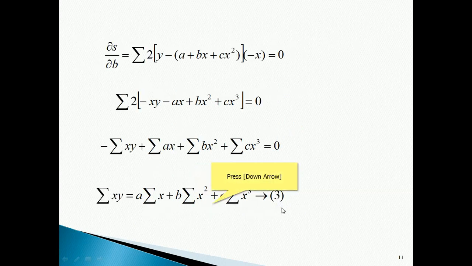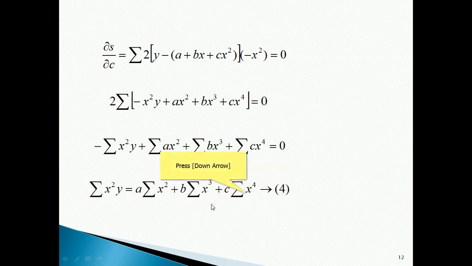Now differentiate S partially with respect to b. Del S by del b is equal to, by the same procedure, 2 times y minus of a plus bx plus cx square, into the differentiation with respect to b. Minus a differentiation is 0, minus bx differentiation is minus x, and minus cx square differentiation is also 0. Take 2 outside and multiply throughout by minus x. Take the summation separately for each term, shift this term to the right hand side, minus becomes plus and take the constants outside, and this is the second normal equation.